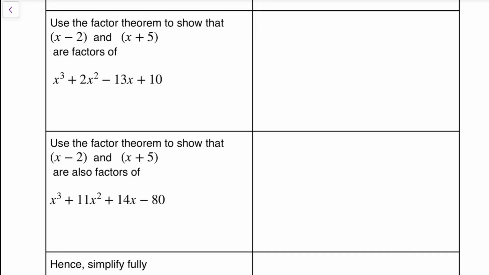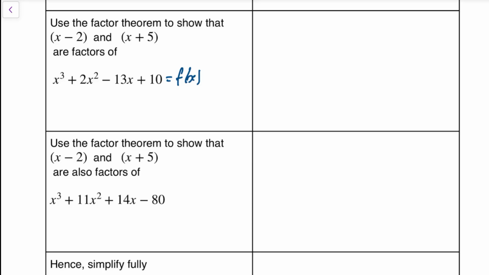Next question. Okay, use the factor theorem to show that x minus 2 and x plus 5 are factors of the cubic. The way I'm going to do this is a bit of terminology. It helps you write the answer slightly more cleanly.